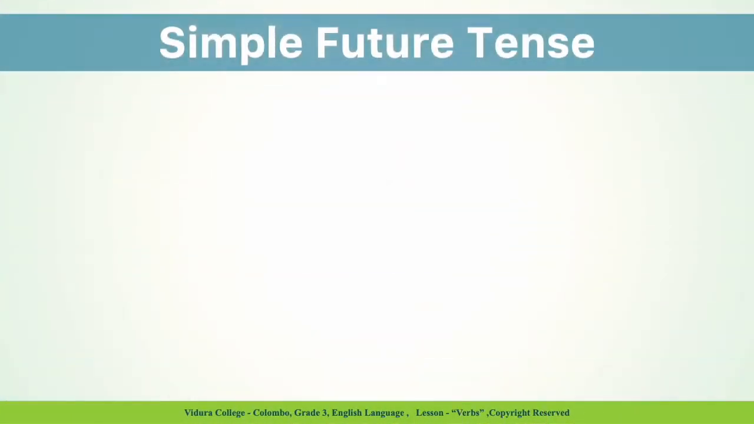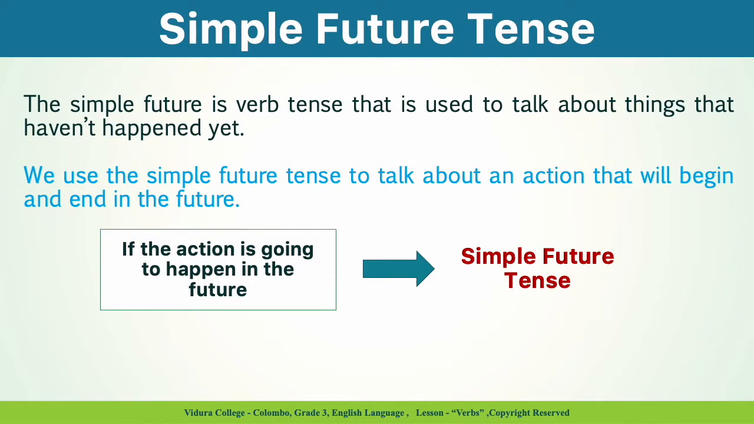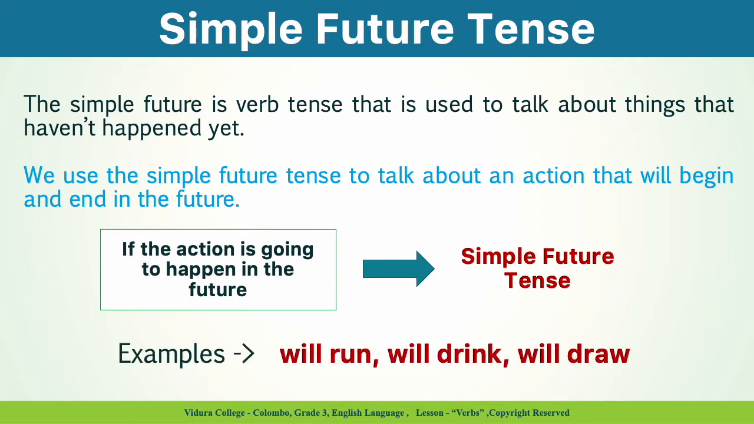The last tense is simple future tense. The simple future tense is a verb tense. In simple future tense, we talk about the actions that are going to happen in the future. Here are some examples: will run, will drink, will draw, will walk, will eat, will sleep.